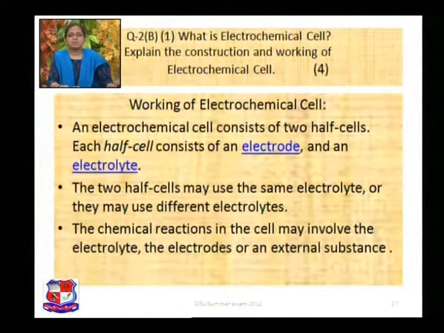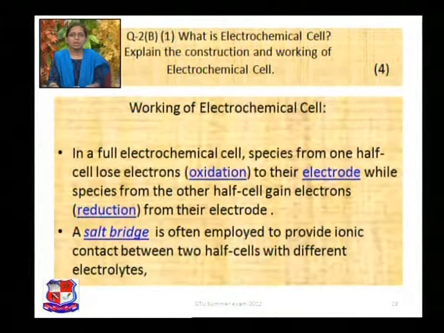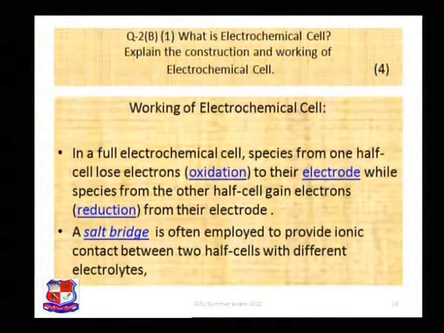The two half cells may use the same electrolyte or they may have different electrolytes. The chemical reactions in the cell may involve the electrolyte, electrodes or an external substance. As shown in the diagram, in a full electrochemical cell, species from one half cell lose electrons to their electrode, while species from the other half cell gain the electrons and actually undergo the reduction process.